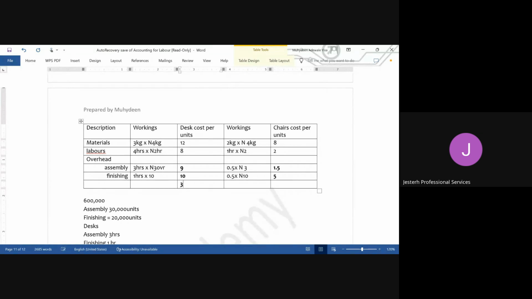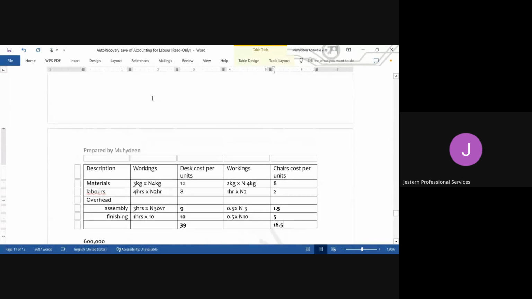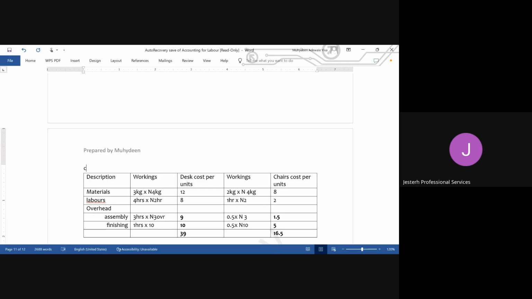So it means to process 1 unit of the decks, we are going to spend 39 naira, and to process 1 unit of chair, we are going to spend 16 naira 5 kobo. This is our scorecard that shows the breakdown of the cost that we are going to spend per unit.